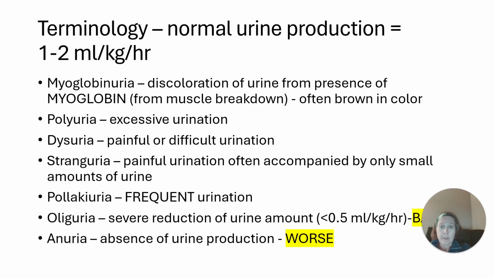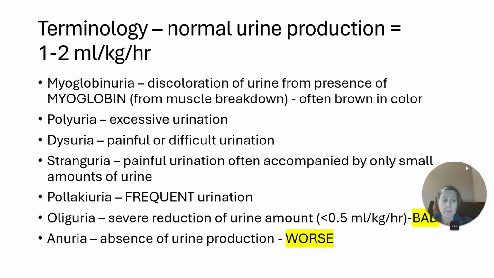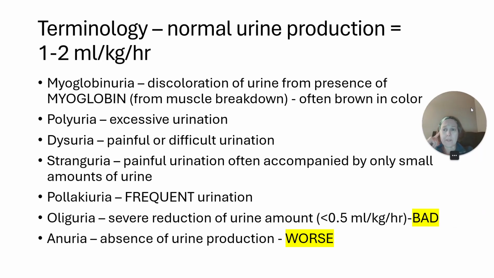All right, normal urine production for dogs and cats. I'm skipping forward there. Normal urine production is 1 to 2 mils per kilogram per hour. I'm going to try to move myself out of the way there. As I mentioned, myoglobin is discoloration of the urine. Myoglobinuria is discoloration of the urine from breakdown of muscle. It will often have a brown color instead of a red color.